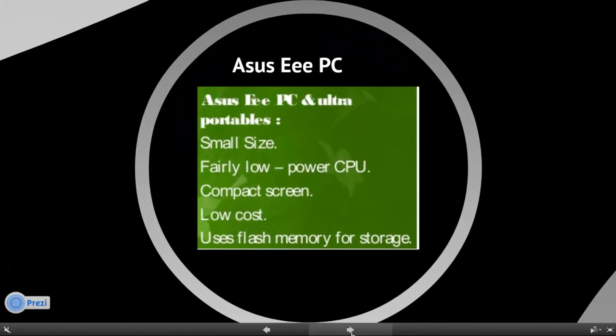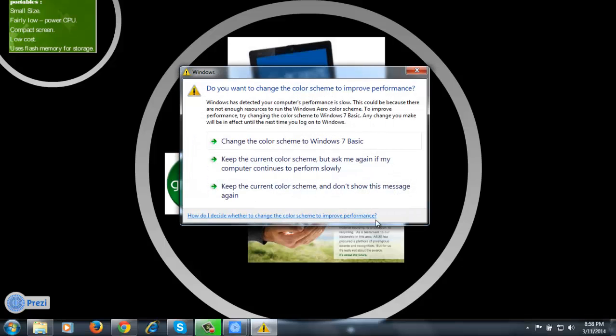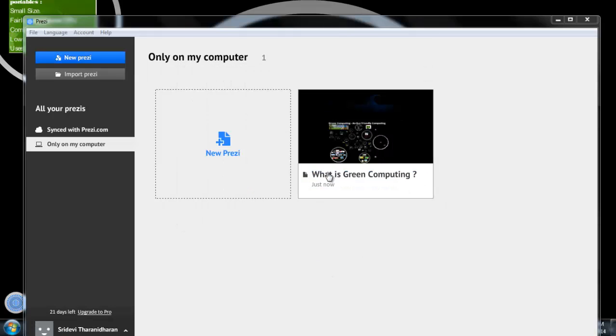Asus EeePC. It is very small in size, low cost, with a fairly low power CPU, a compact screen, and it uses flash memory for storage. See how it is. This is the Asus EeePC. It saves energy. See here, green Asus, it says.